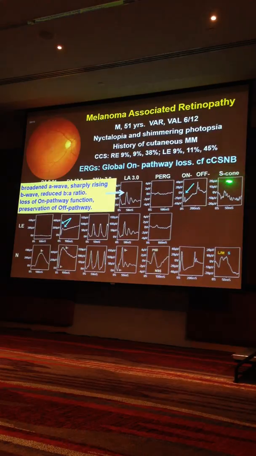And if you want to look at on pathways and on and off responses in S-cone ERGs, they're gone too. And this is exactly the same as you would get with a complete congenital stationary night blindness, emphasizing again the importance of history taking.